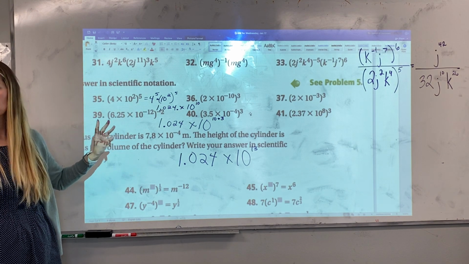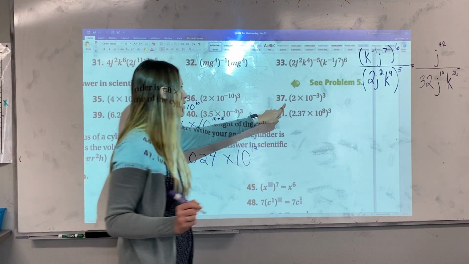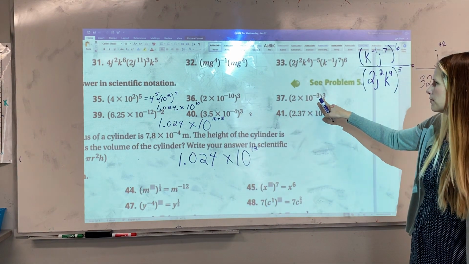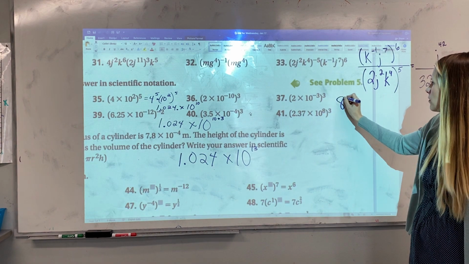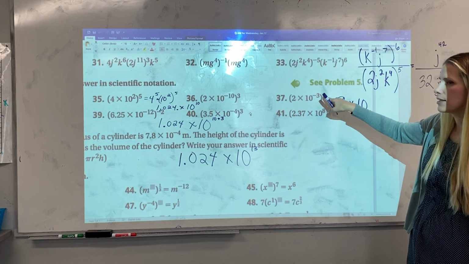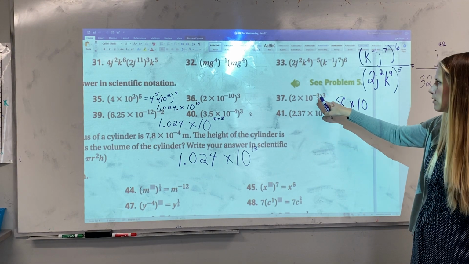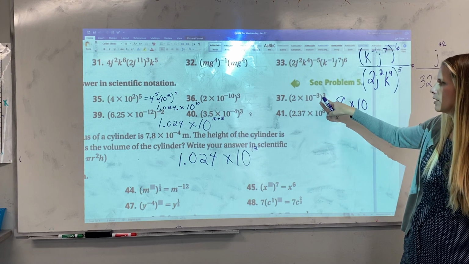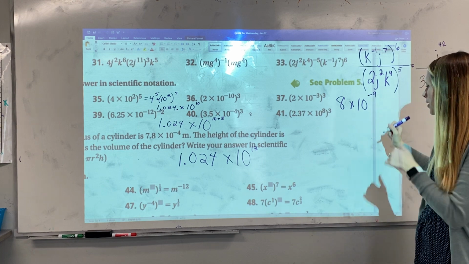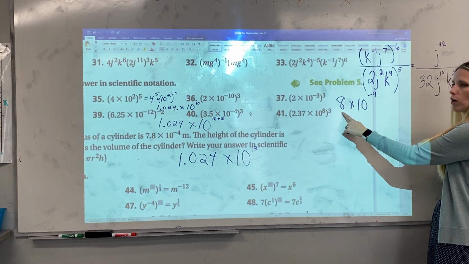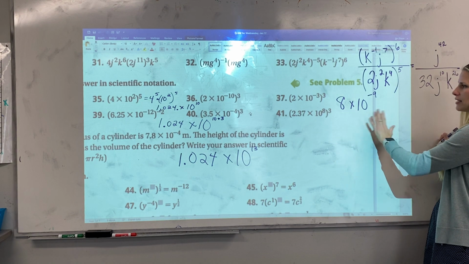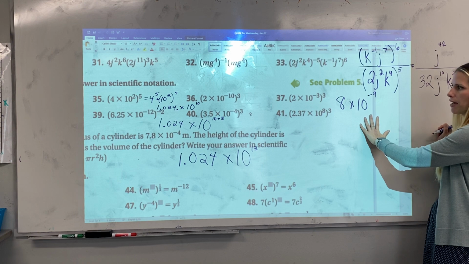there are technically 3 problems left, so you'll have to do these on your own, but I'll do number 37 really quick, okay? So, 2 to the 3rd power is what? 8. And then we have times 10 to the negative 3 times 3, which is negative 9. Is this in scientific notation? Does it have a ones place? Good. Nothing more than a ones place, then we're good. This is perfect. We don't have to do anything to that.